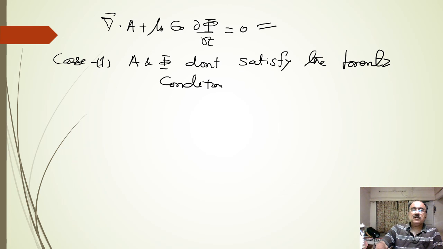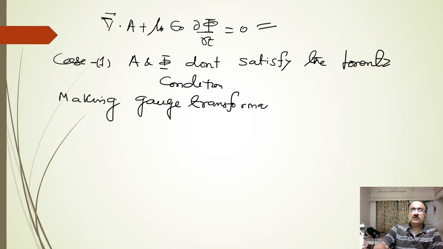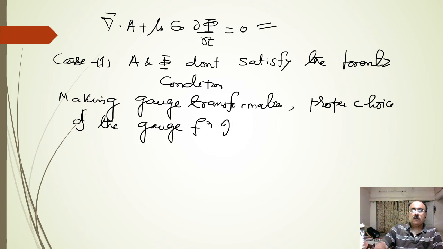So we can still make gauge transformations. How will we make the gauge transformation? We will have to look out for a proper choice of the gauge function chi. And then we can definitely find out the set of potentials A and phi which satisfy the Lorentz condition.